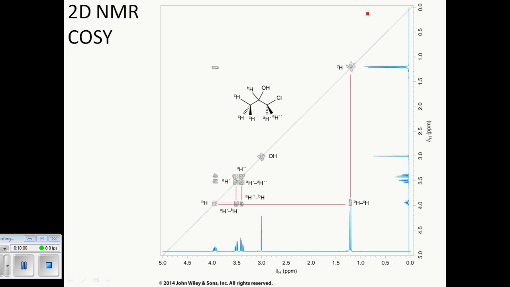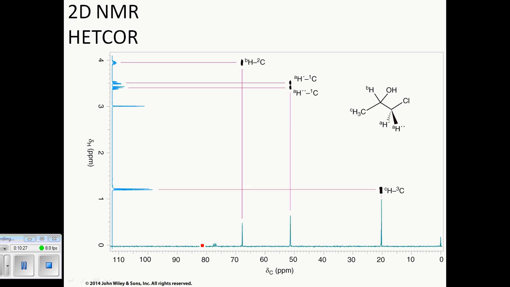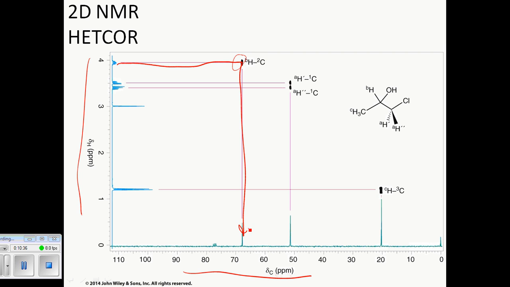Then you can go with two-dimensional NMR. COSY has a proton NMR versus a proton NMR, and the places where they intersect give you information about which hydrogen is next to that hydrogen. We'll talk about that more in class. And then finally, you can do HETCOR, where you take a proton NMR and it goes against carbon. Where these intersect, you can say this hydrogen is on this carbon. That gives you more information about the structure.